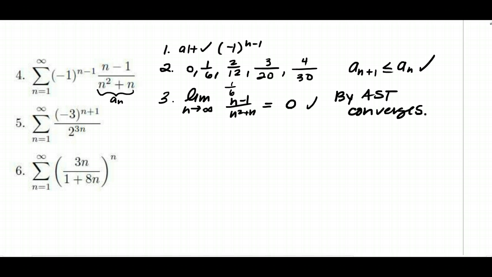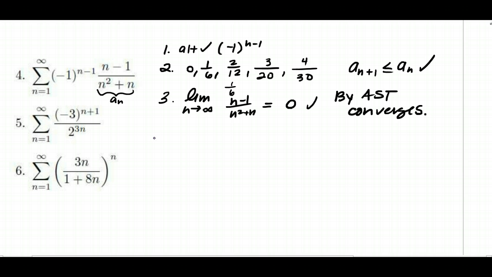Alright, so now let's take a look at number 5. I have the sum of n equals 1 to infinity of negative 3 to the n plus 1 over 2 to the 3n. Alright, so we want to ask ourselves whether or not this looks geometric. And hopefully you might be thinking that, yes, it sort of does if I manipulate it a little bit.